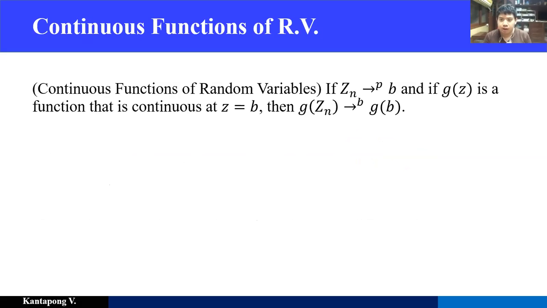And this is, let's say, the extension. If Cn converges in probability to b, then if you construct the function g of Cn, it will converge in probability. This is a typo. Actually, it converges in probability to g of b.